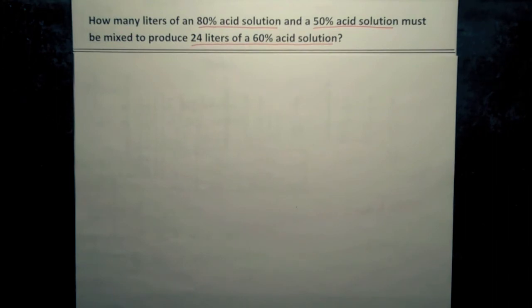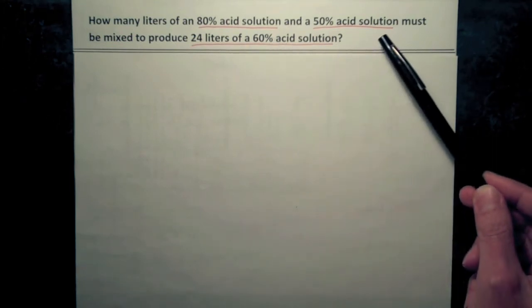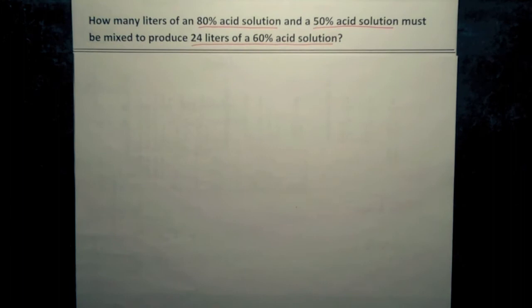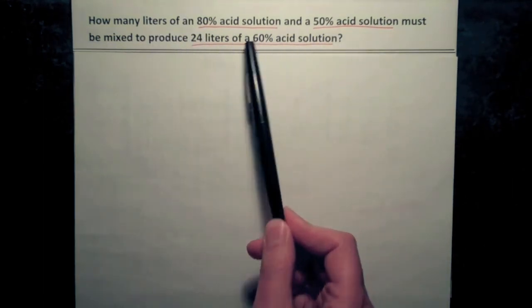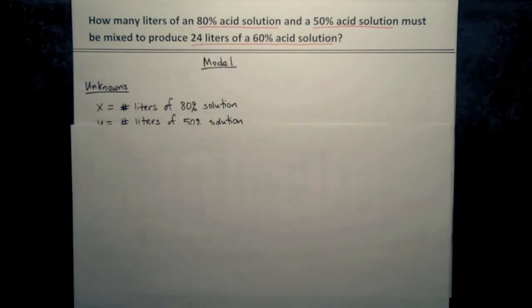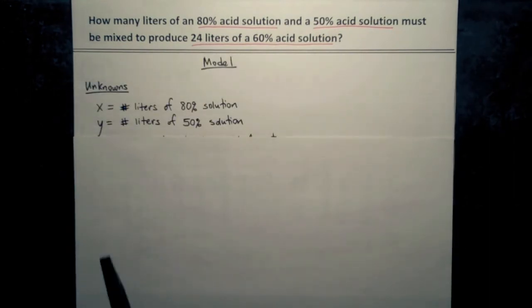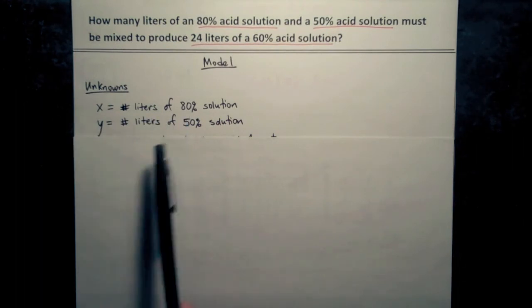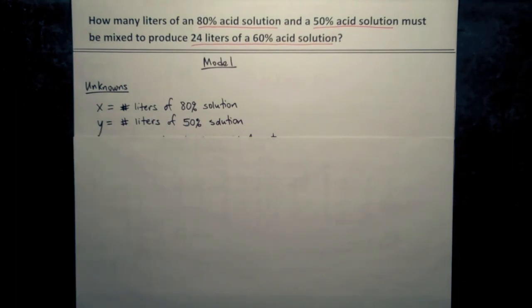How many liters of an 80% acid solution and a 50% acid solution must be mixed to produce 24 liters of a 60% acid solution? So we start with the unknown quantities. How many liters of each? We assign a variable to each of those. X will be the number of liters of the 80% solution, y will be the number of liters of the 50% solution.